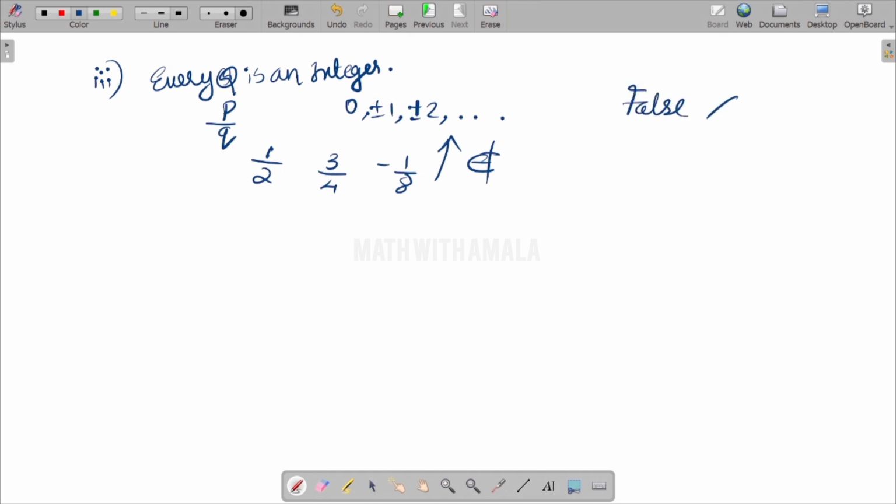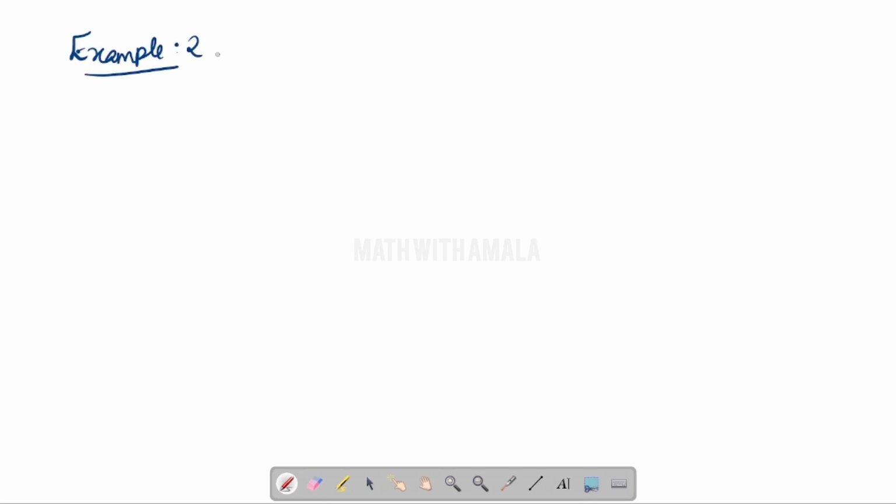So we can say without any doubt that this is a false statement, since the numbers in the integer set are not of the form P by Q. So that is not possible.